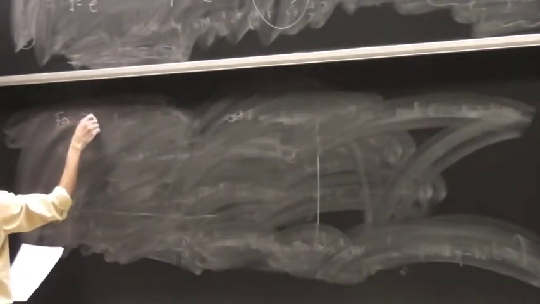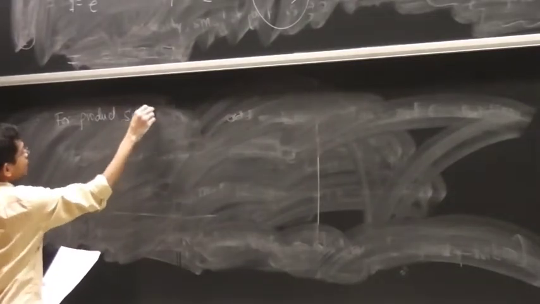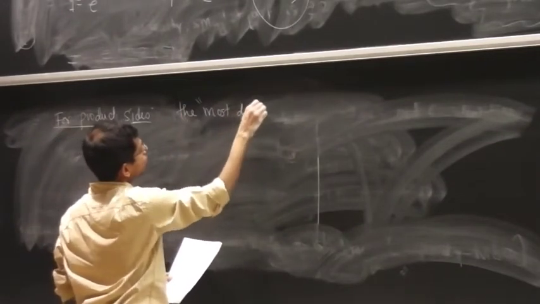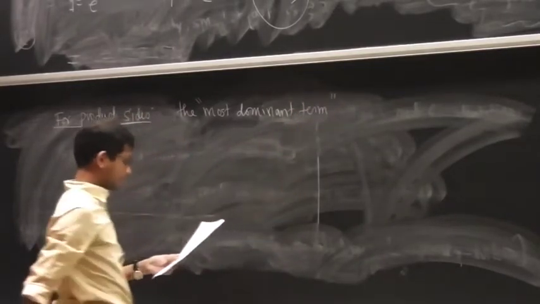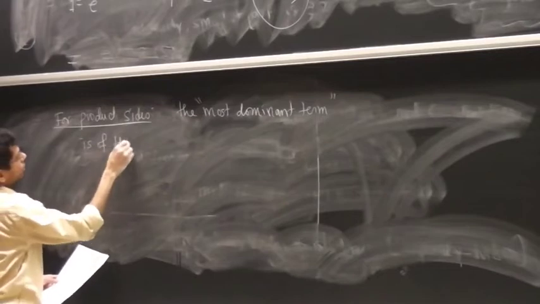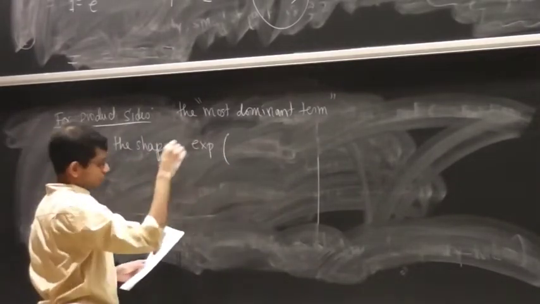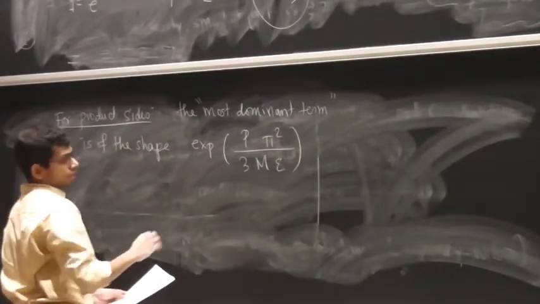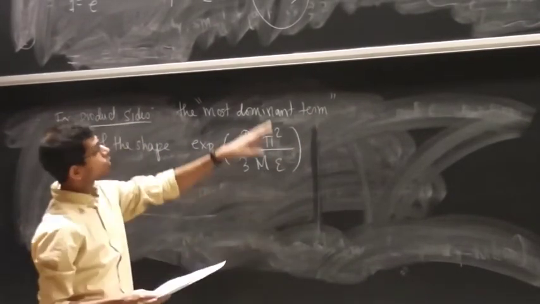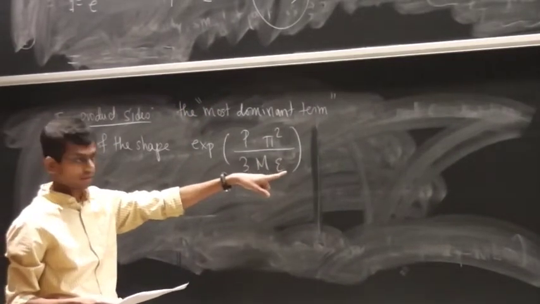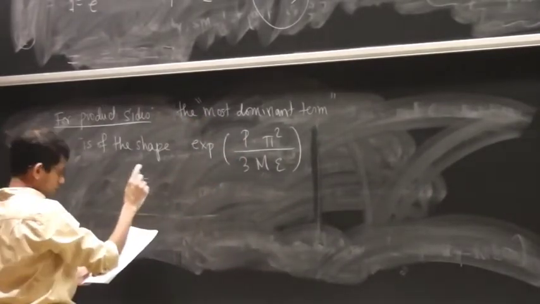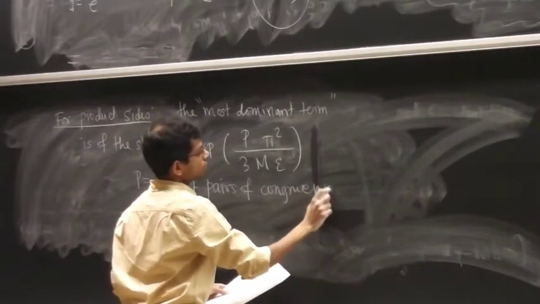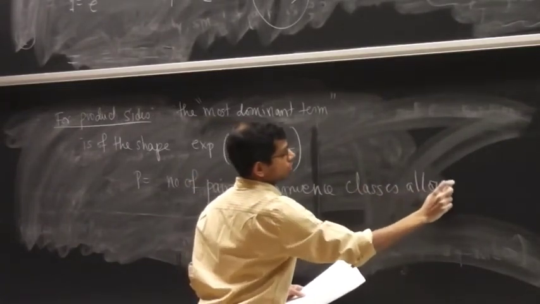So let me take a digression. I don't really want to look at the products right now, but at the end I want to compare the answers. So for the product, the most dominant term that you get has the shape exponential of p times pi squared divided by 3m epsilon. There are more terms in the expansion. This is the most dominant; remember epsilon is going to 0 plus, so this term is blowing up. What is p and m? Where p is the number of pairs of congruence classes that are allowed modulo m.